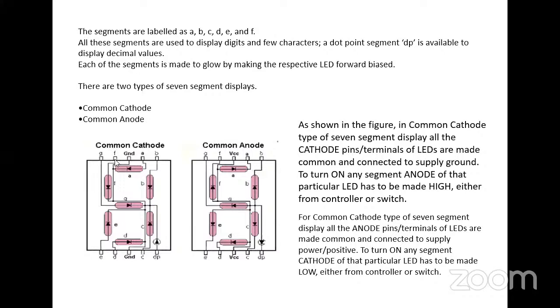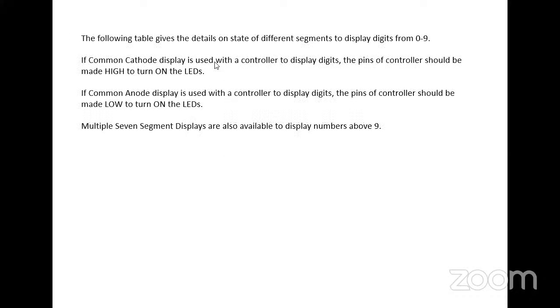In common cathode, we will make the required ones high. If we make them one, it will be high, otherwise it should be low. We will use this process. These values we will give here, and the following table gives the details for digits 0 to 9. For common cathode displays, the controller pins should be made high to turn on the LEDs.